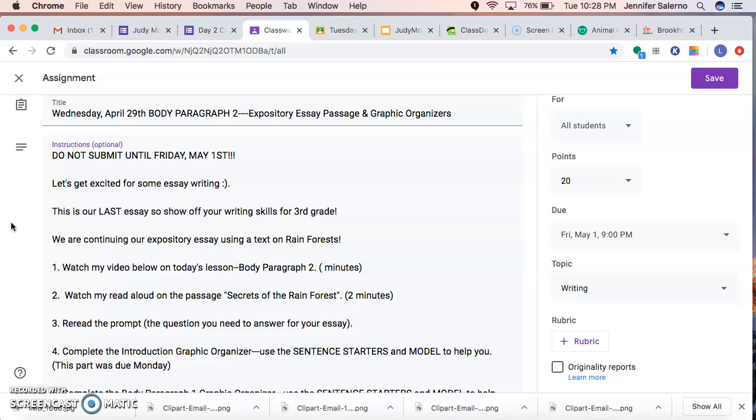So we are moving right along with our expository essay. We are on the third part, which we are going to be starting body paragraph 2 today.